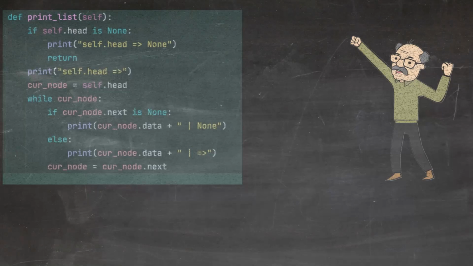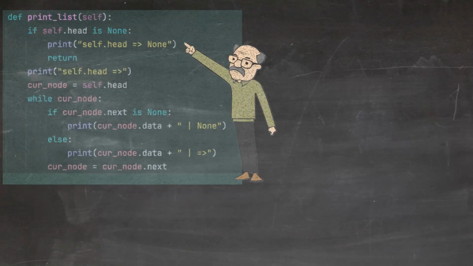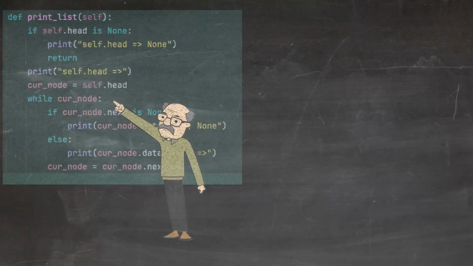Before we do that, let's have a look at the print list thing so we can see how to iterate over a linked list. It's quite simple, actually. If the list is empty, we print that self.head points to None, and we are done. If the list is not empty, we are going to execute this while loop.